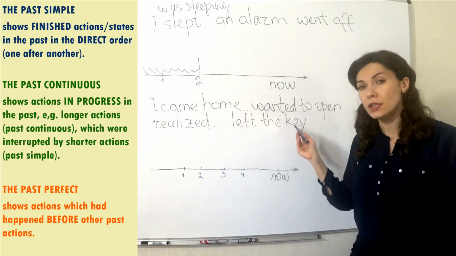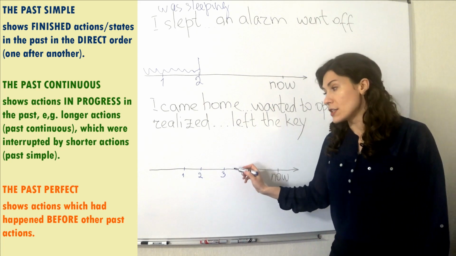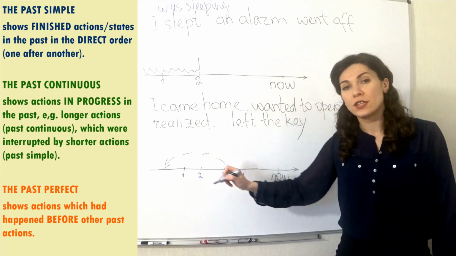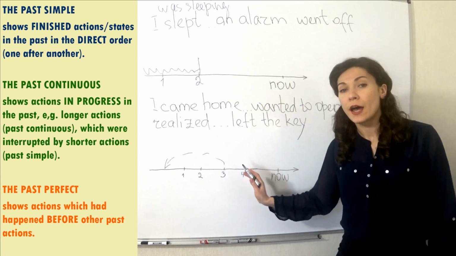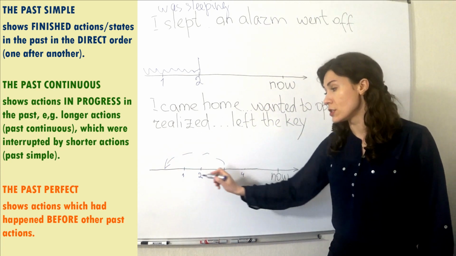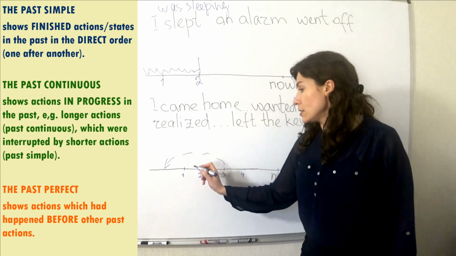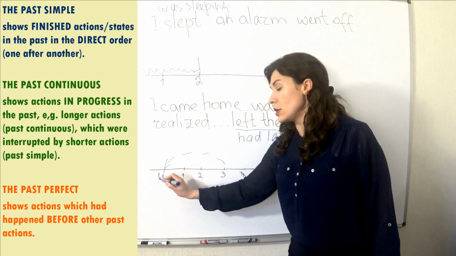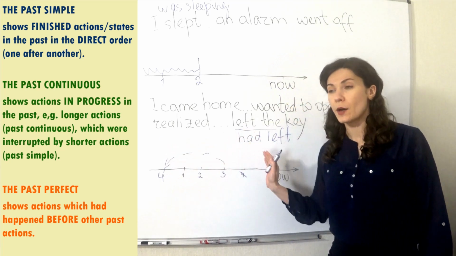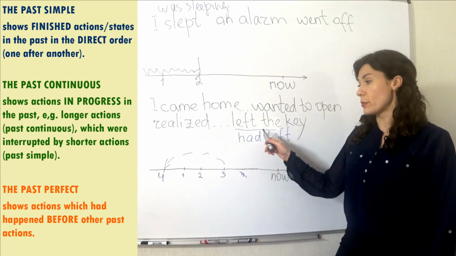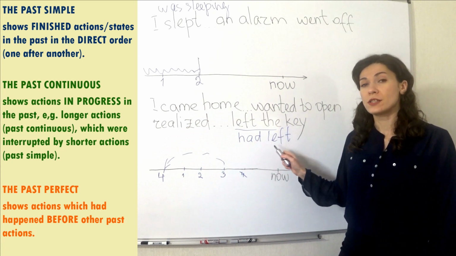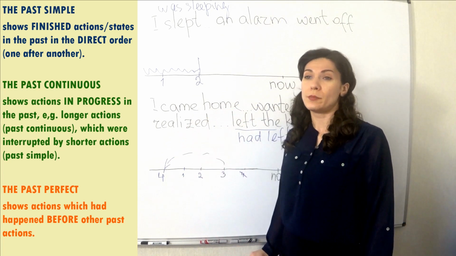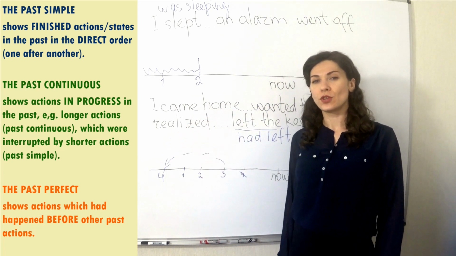What actually I mean is I realized that before that I had left the key in the office, and to show this transition in time, that this action had happened before other actions in the past, that this order was broken, I need to use the past perfect tense. And it would mean to the listener that this action had happened before some other past actions. So the past perfect helps us to show that some actions in our story had happened before those that we have already mentioned. And now let's move on to doing exercises.